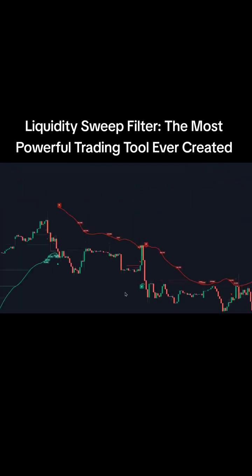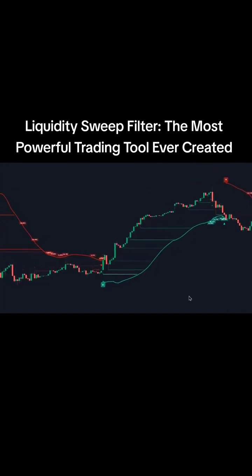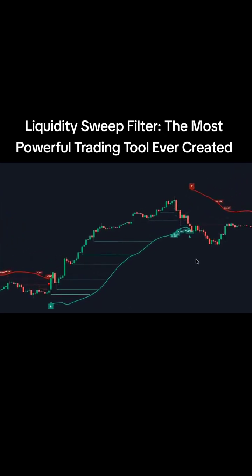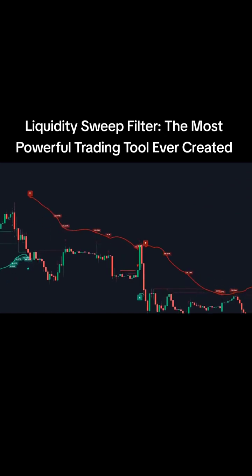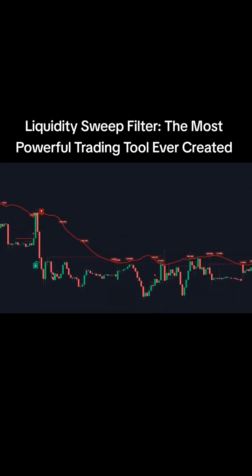The first step this indicator takes is detecting a liquidity sweep by tracking swing highs and swing lows, which are price points where many retail traders tend to place their stop losses or stop orders. When these orders get triggered, they create a sudden burst of buying or selling pressure known as a liquidity sweep.